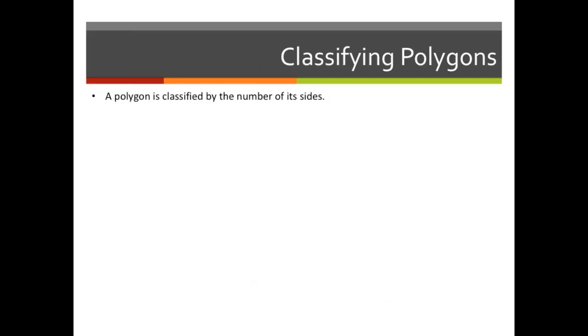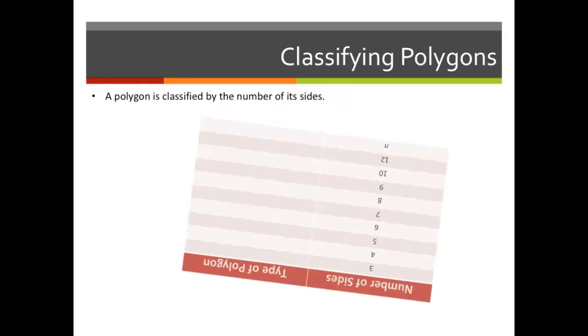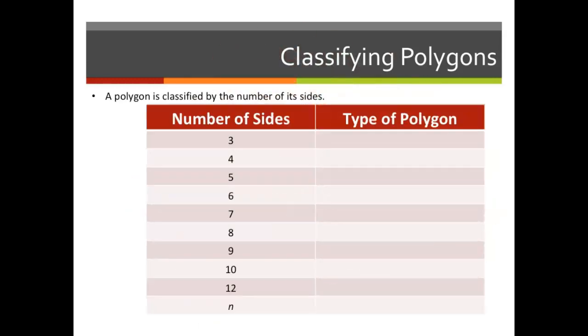So we're going to have this chart here, and we're going to list off the number of sides and what we call that polygon. A polygon with 3 sides, we call a triangle. A polygon with 4 sides, we're going to call a quadrilateral. It's not a square, because a square is when they're all equal, but they're not necessarily all equal. So we call it a quadrilateral.